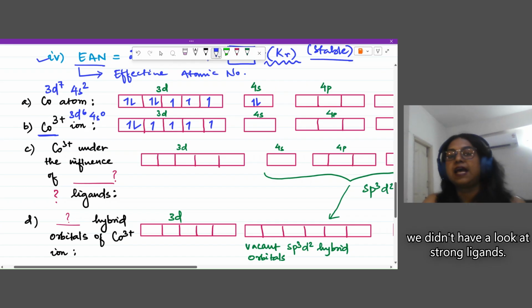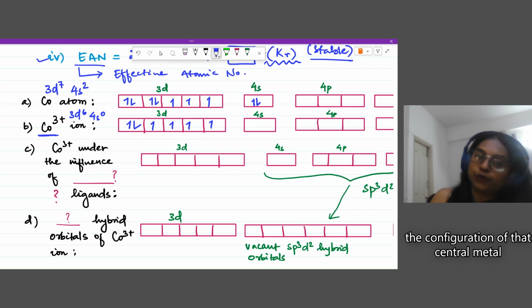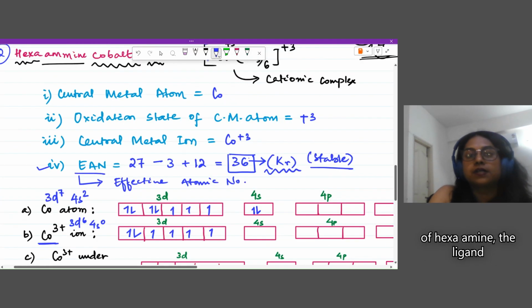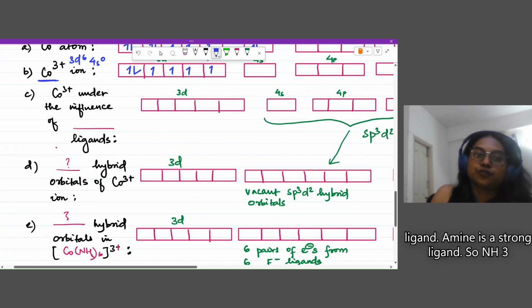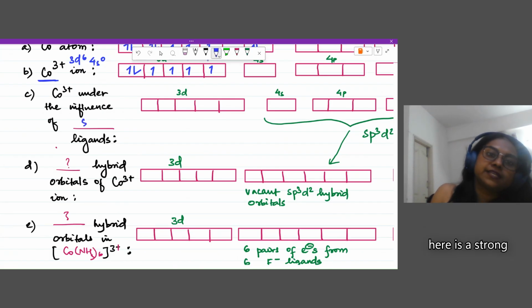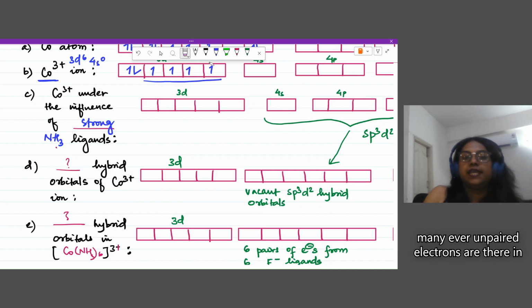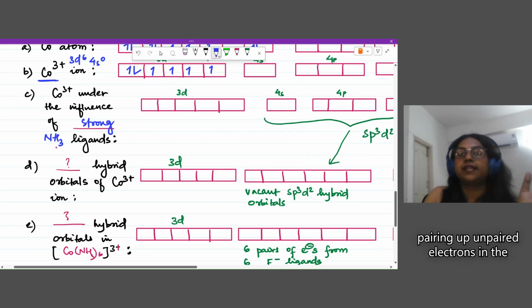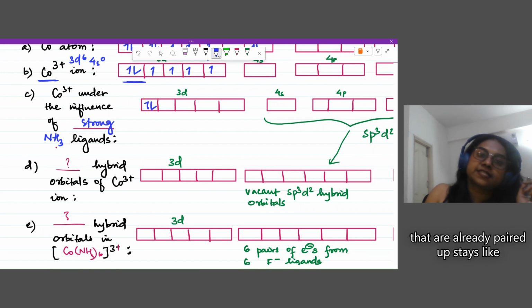Till now, we didn't have a look at strong ligands. We saw weak ligands, which do not alter the configuration of the central metal atom. But in this particular case of hexaammine, the ligand being ammonia, ammonia is a strong ligand. So NH3 here is a strong ligand, which is why however many unpaired electrons are there in your central metal atom, they get paired up. Strong ligands have the tendency of pairing up unpaired electrons in the central metal atom. These two electrons that are already paired up stay like that, no change.